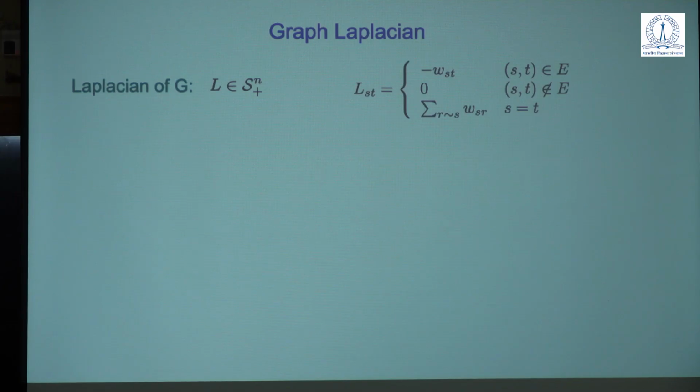Okay, so we have the graph Laplacian that you have seen already yesterday. It's a positive semi-definite matrix L, and it's defined like this, right? In the ST entry, you put minus the weight that sits on the ST edge, if ST is an edge. And if ST is not an edge, you put 0. And in the diagonal entry, you sum up everything in that row, negate it, and put it in the diagonal. Okay, so this is the Laplacian from yesterday.